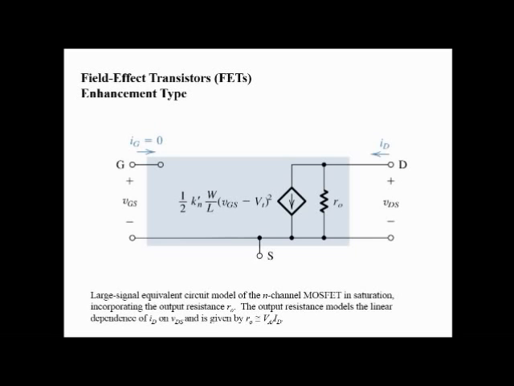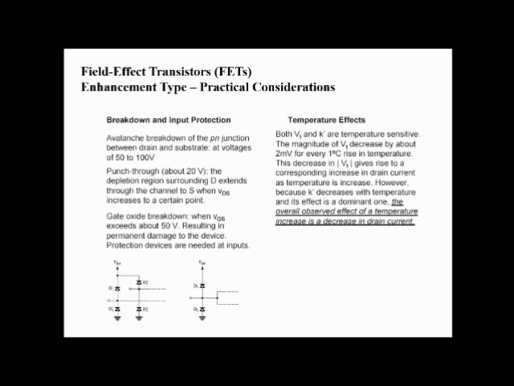So these small signal analyses are very much useful for calculation purposes. Now in this case, we need to consider some practical things like breakdown and input protections. There is an avalanche breakdown of the PN junction between the drain and substrate at voltages from 50 to 100 volt. Punch through occurs at about 20 volt, when the depletion region surrounding the drain extends through the channel to the source as VDS increases to a certain point. And gate oxide breakdown occurs when VGS exceeds about 50 volt, resulting in permanent damage to the device. Protection devices are needed at inputs.